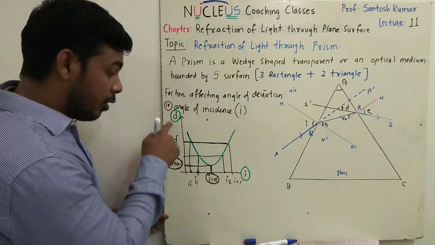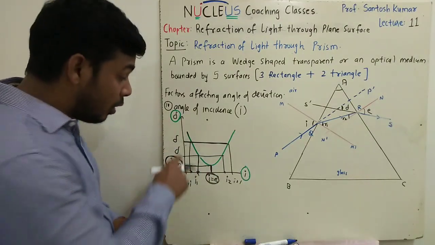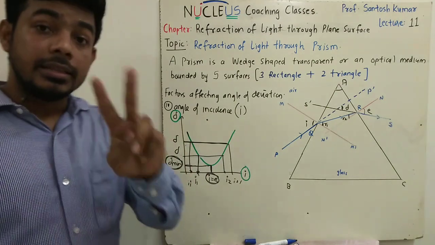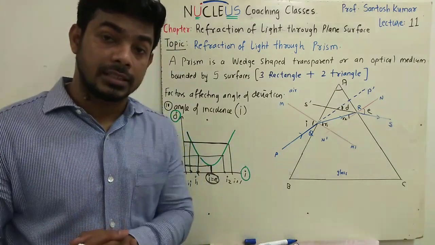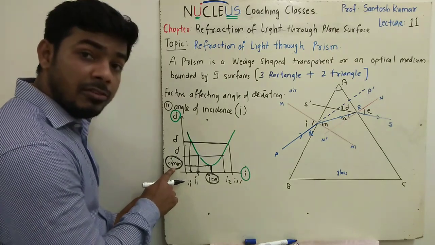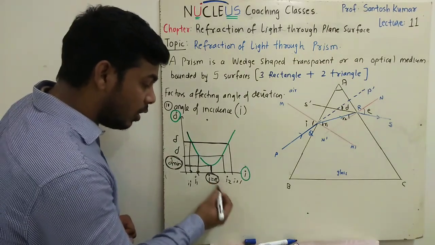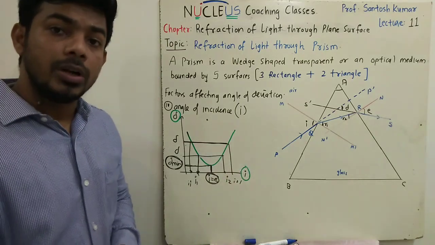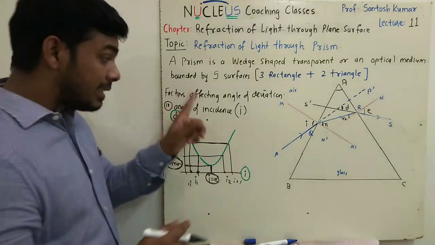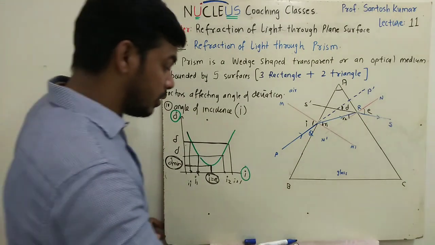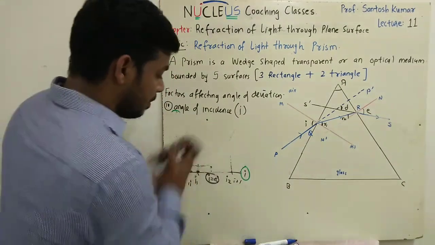That means for every angle of deviation, there exist two angles of incidence. But for the angle of minimum deviation, there exists only one angle of incidence, which is I, or you can say it is equal to E. So what happens at the angle of minimum deviation is very important.